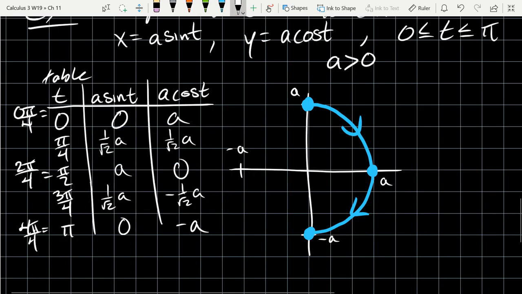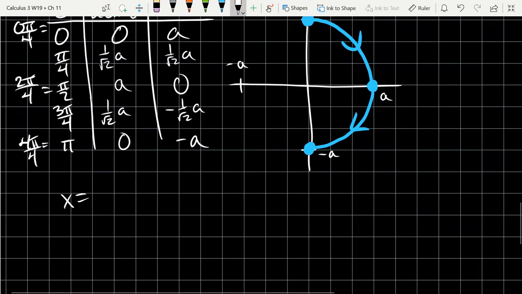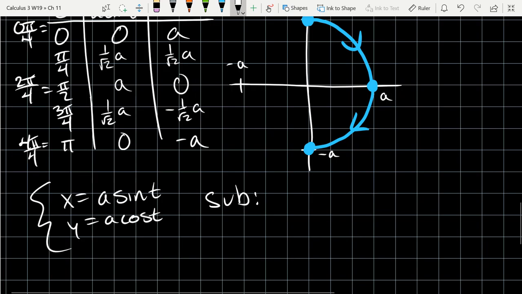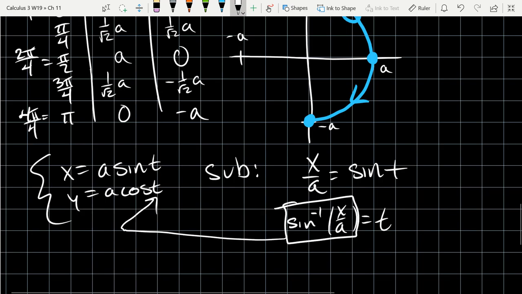So now we get to do a little bit of algebra. So no more questions on the graph. We're jumping into some algebra. So do the same thing, substitution. Solving for t is just as painful in either equation, so I'll just solve for t in the first one. So x over a equals sine t. Sine inverse of x over a equals t. And now we're going to, just like before, plug that in to the t in the second equation.